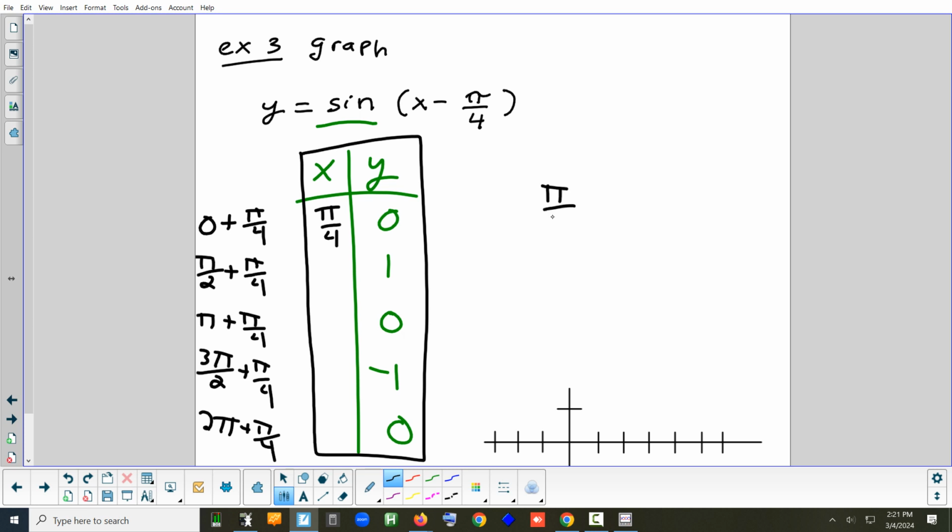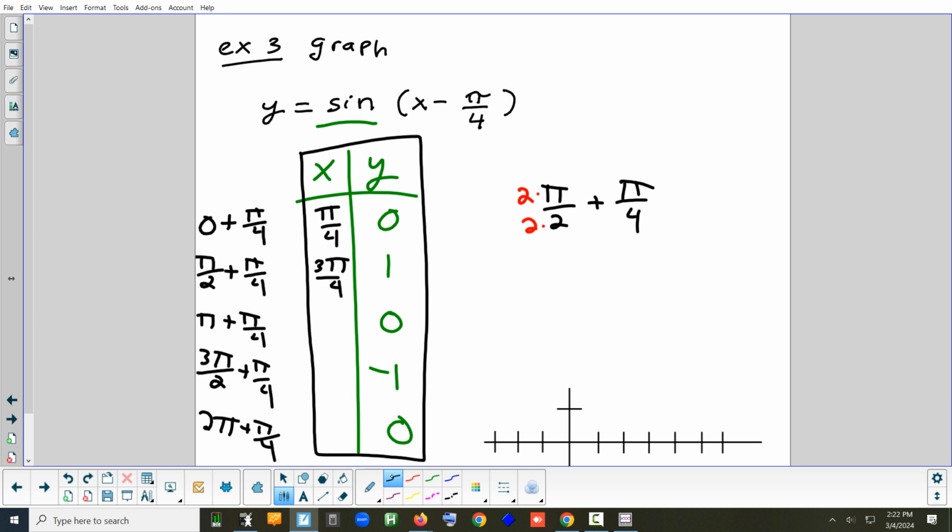Pi over 2 plus pi over 4. What's your common denominator there? 4. So what would you multiply top and bottom by? 2. What's 2 pi over 4 plus 1 pi over 4? 3 pi over 4.